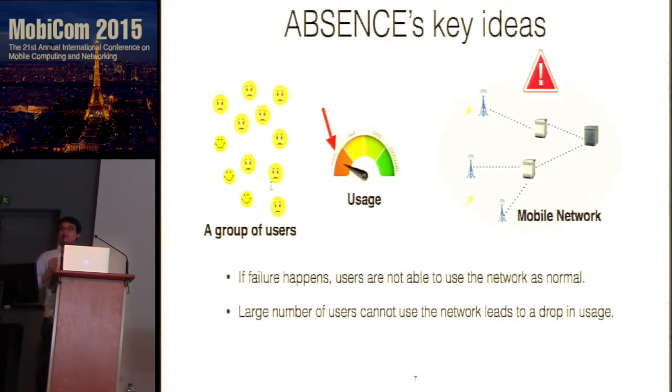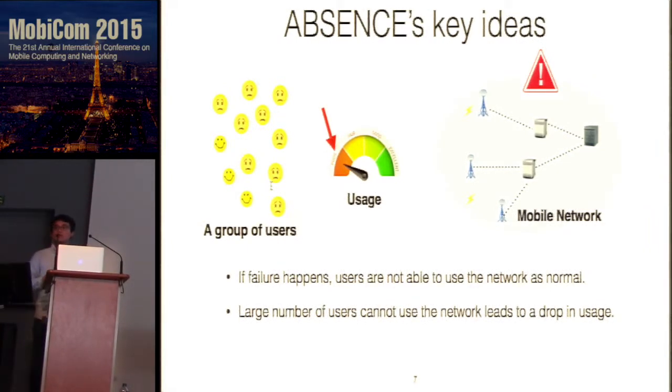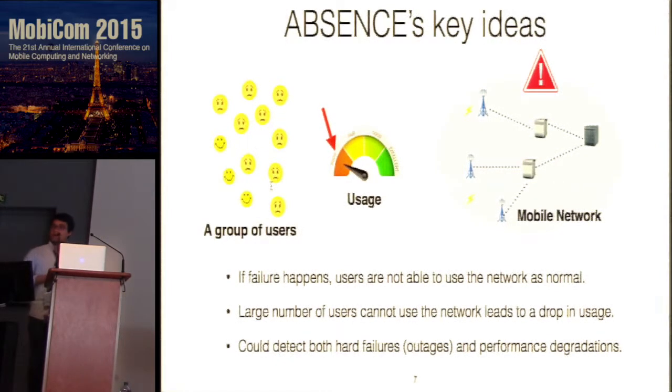However, if a large number of users observe the problem, they will not use the network as they normally would, and so the usage of that group of users will significantly reduce. By monitoring the usage, when we see a drop in usage, we can infer a service problem. So this method can detect both hard failures like outages and performance degradations on the services.